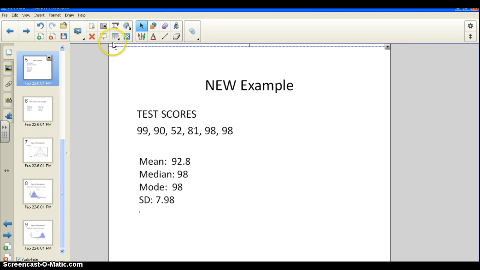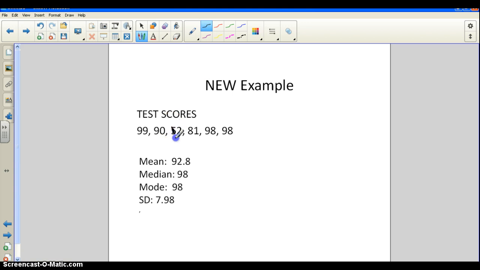Alright, so now we're going to have a new set of scores. Except this time, we're going to have the 52 drop out of the class.